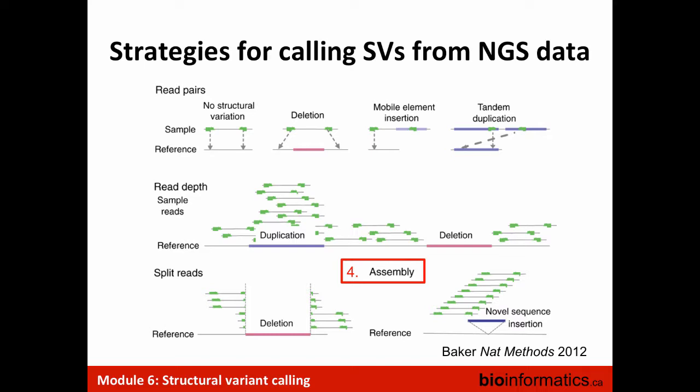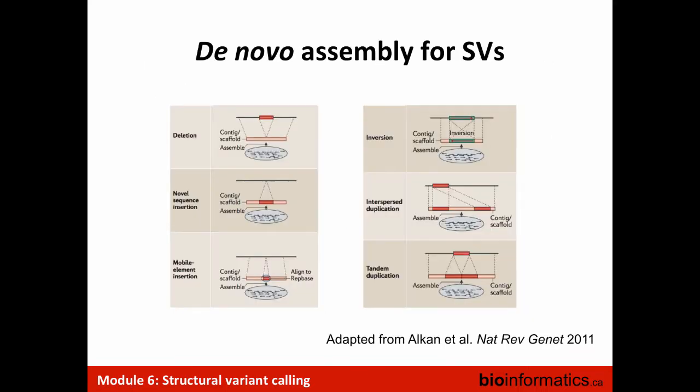So the last strategy to identify structural variants from NGS data is assembly. Assembly is very appealing because, in theory, you're sequencing a genome that maybe is different from the reference. So why map to the reference and then look for differences? In theory, you can take all the reads that you have and assemble the genome from scratch, and then you would see all of that.